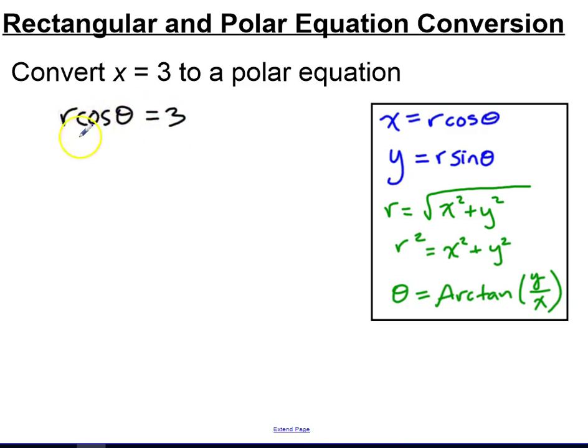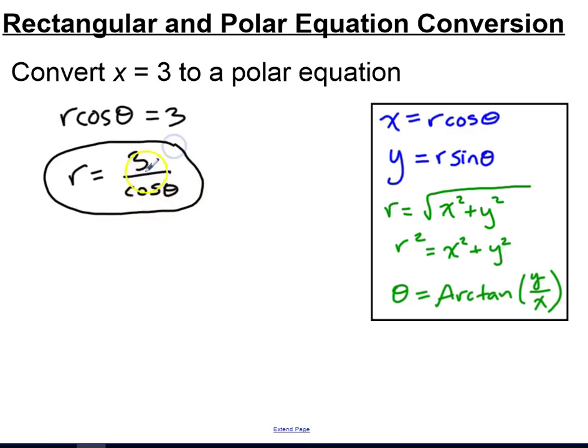And then I simply want to get the r by itself, because we know our polar equations can either start out r equals a statement about the radius, or theta equals a statement about the angle. So we're going to divide both sides by cosine, right? And that could be the answer right there. Or if you remember, 1 over cosine is equivalent to the secant. So we could also write it as r equals 3 times the secant of theta. That'd be another form of that equation.